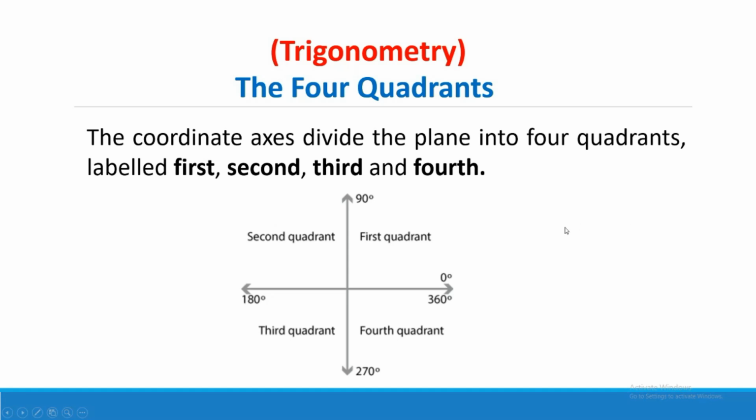For our next lesson, the four quadrants. The coordinate axis divides the plane into four quadrants, labeled as first, second, third, and fourth quadrant.